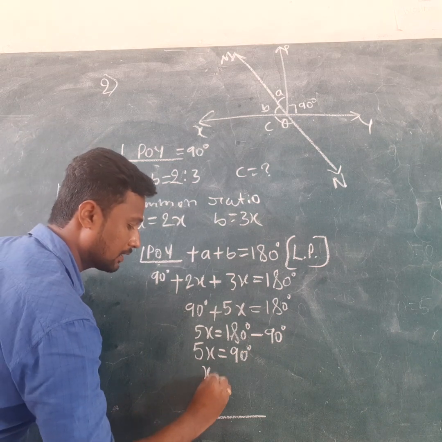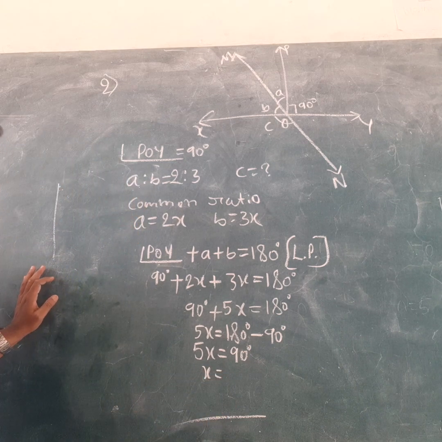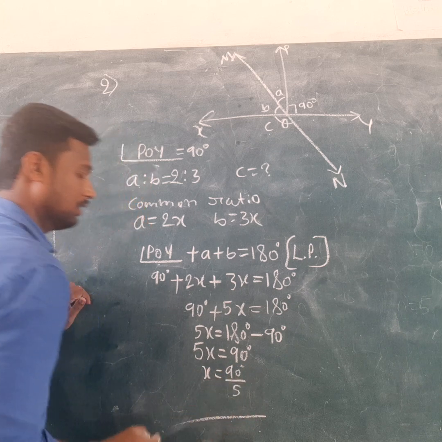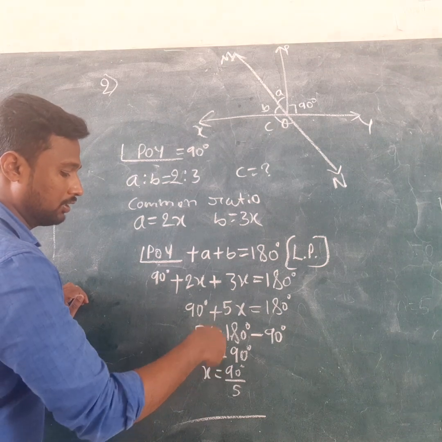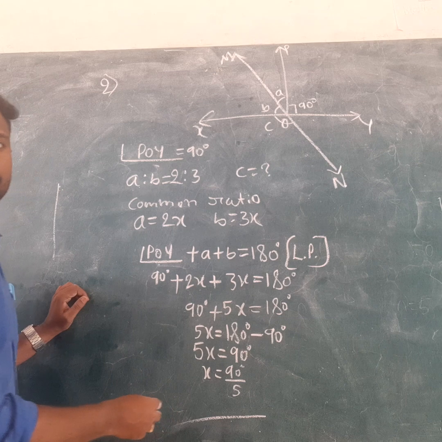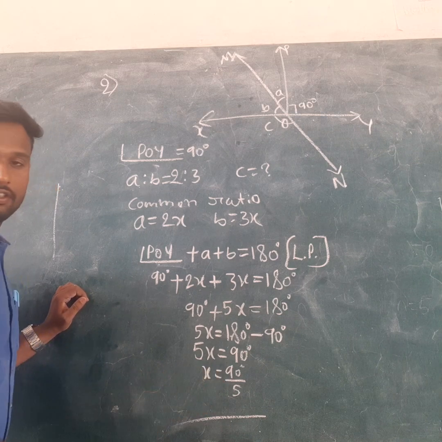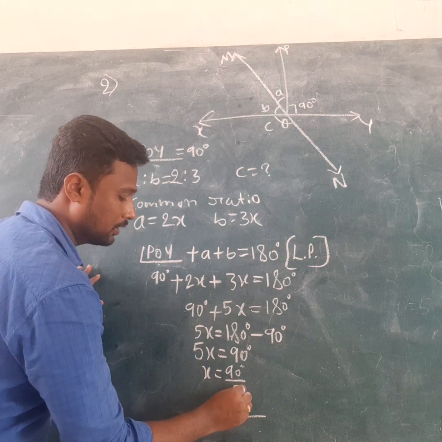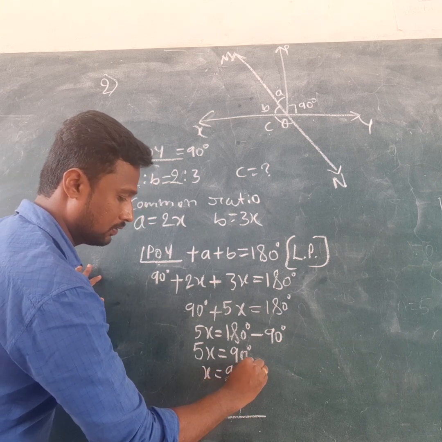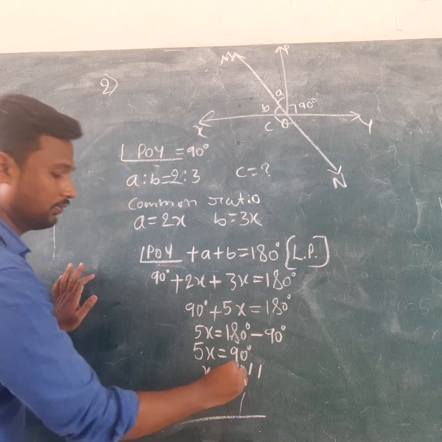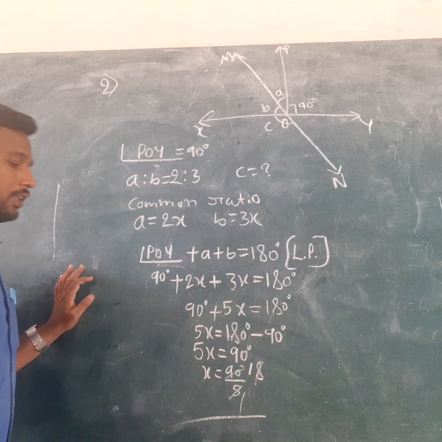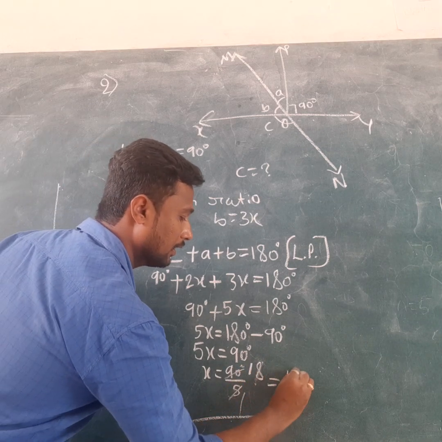Now x is equal to 90 degrees divided by 5. Why? Here it is multiplication. When I send it from left hand side to right hand side, it will become division. So 90 by 5. 90 by 5, what is the answer? 5 on the 5, 4 is remaining, 40. 5 on the 40. So x is equal to 18 is the answer.